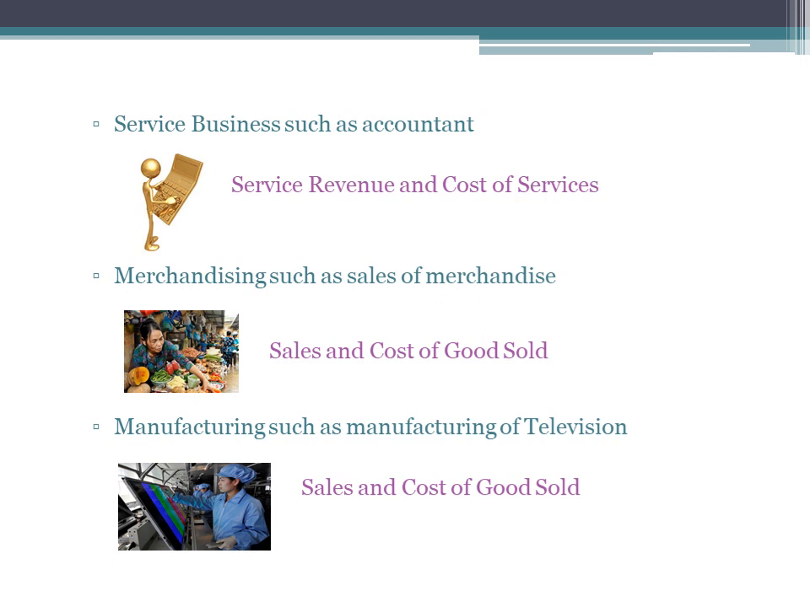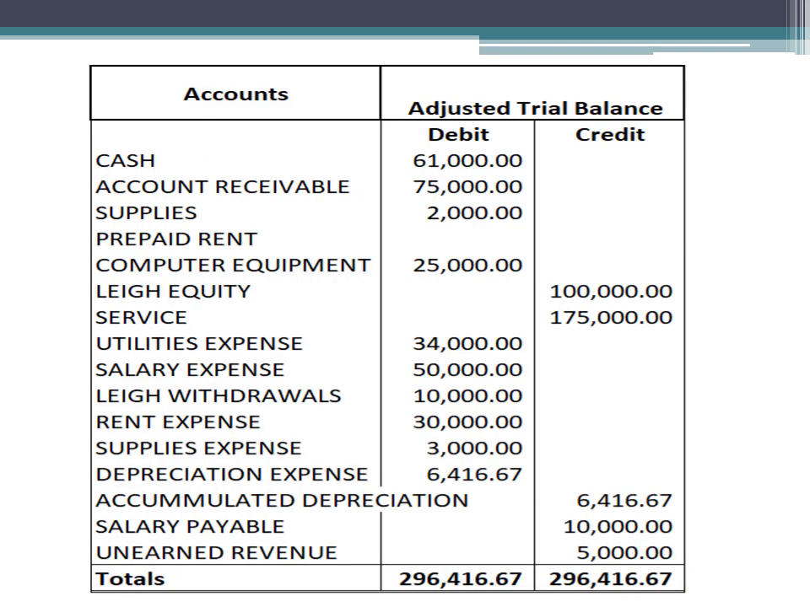And then we also have merchandising, such as the sale of merchandise like fruits and vegetables. This normally has sales and cost of goods sold. For manufacturing, such as manufacturing of television, it's also sales and cost of goods sold. However, the cost of goods sold of merchandising and manufacturing will differ. So we will discuss that later.